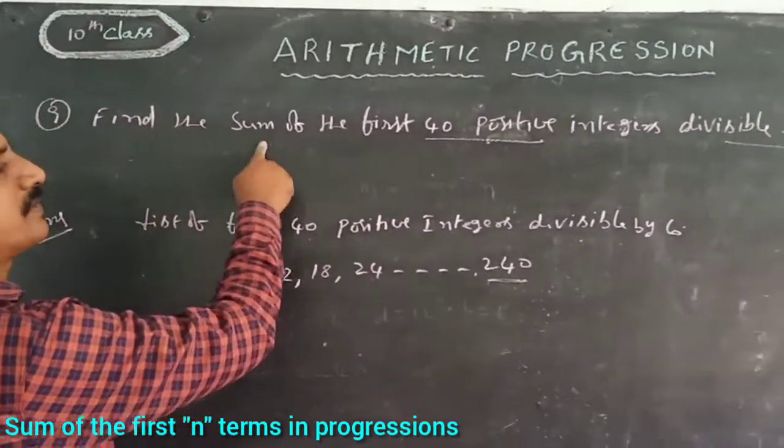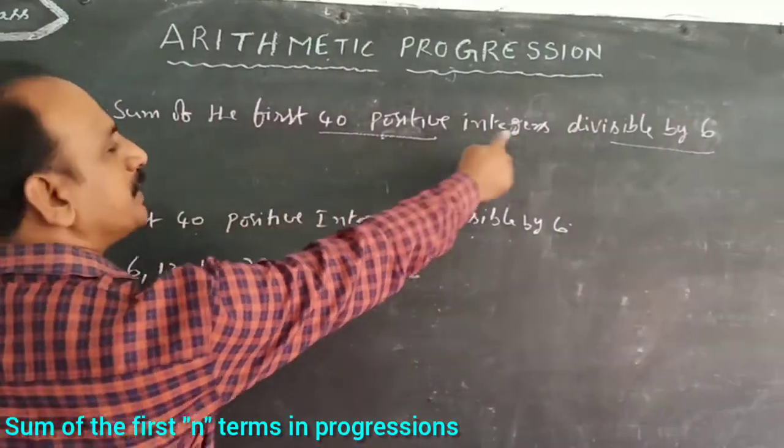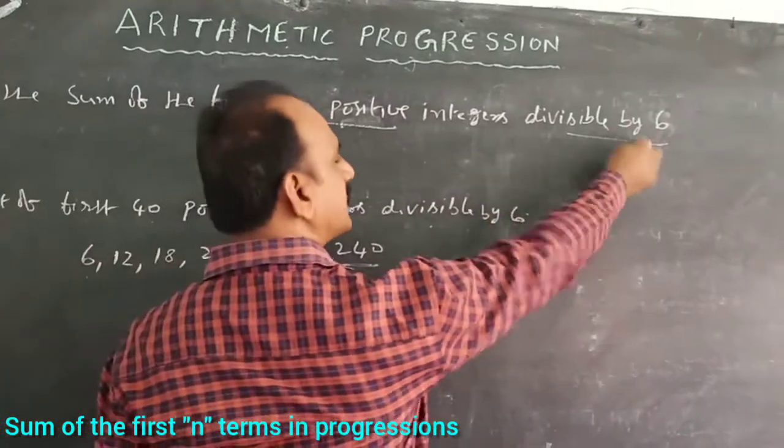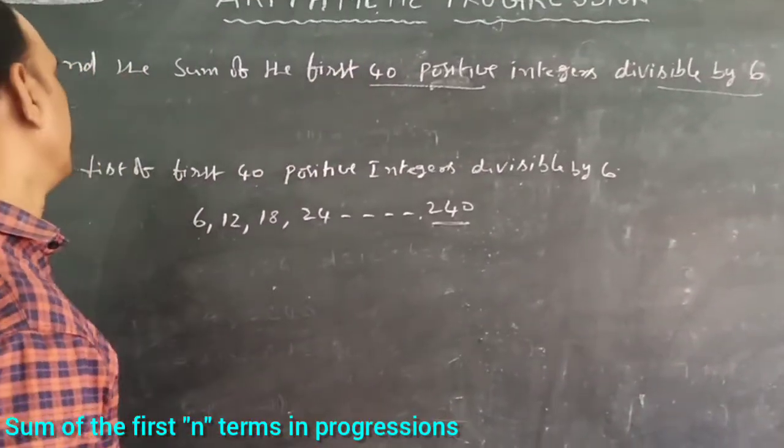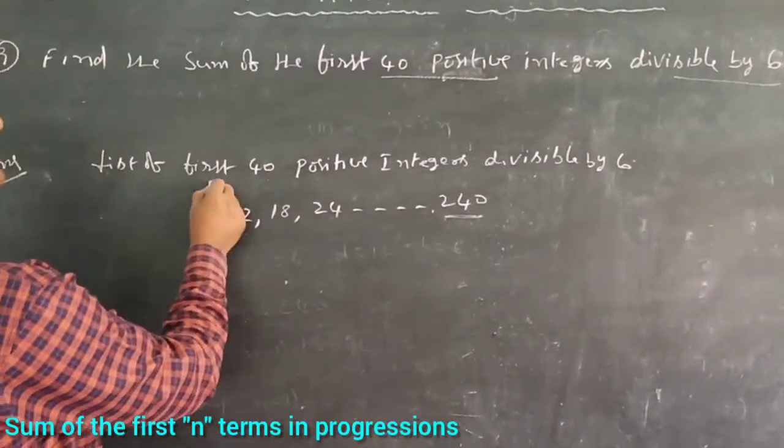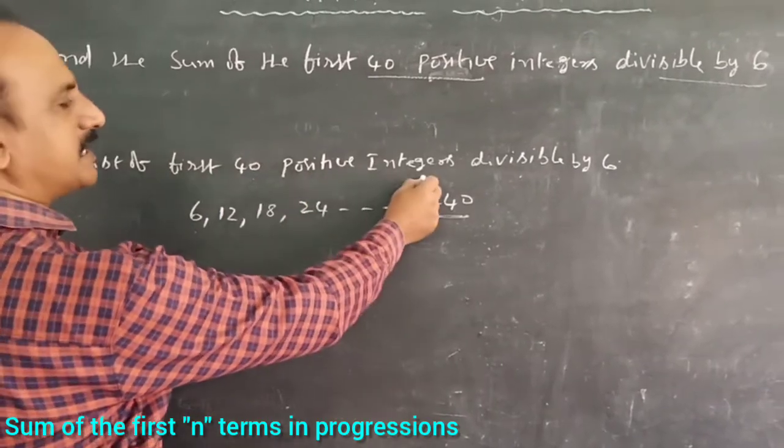Find the sum of the first 40 positive integers divisible by 6. Divisible by 6. So list the first 40 positive integers.